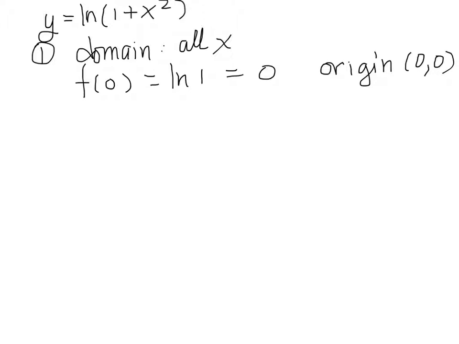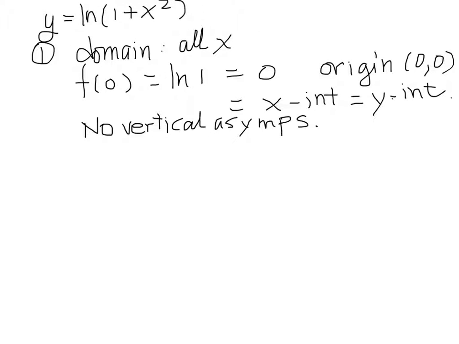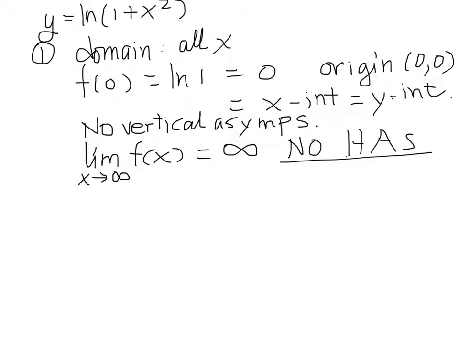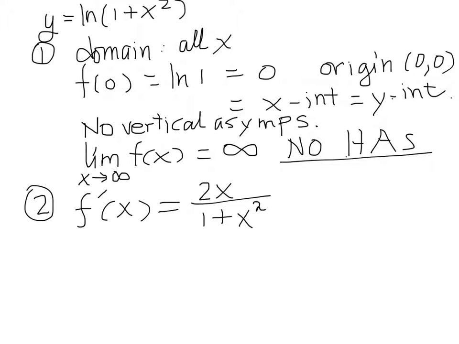So 0 is the x-intercept and is also equal to the y-intercept. Since the function is defined for all x, there are no vertical asymptotes. If you take the limit as x goes to plus or minus infinity, well, log of a larger and larger number is an unboundedly large number, therefore the limit is infinity. Therefore, there are no horizontal asymptotes.